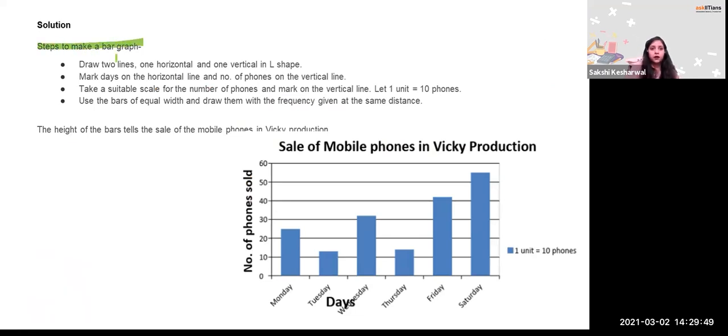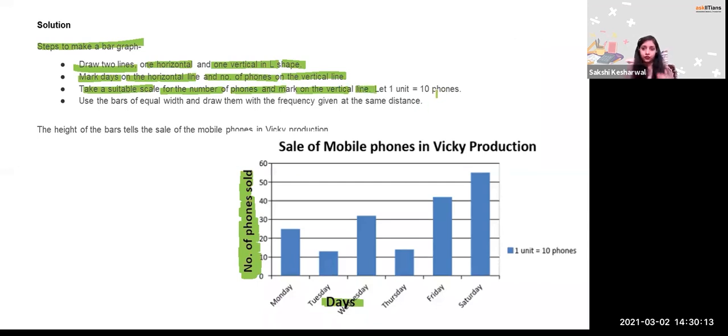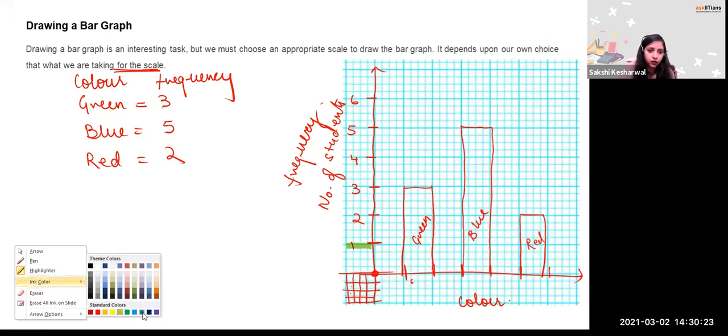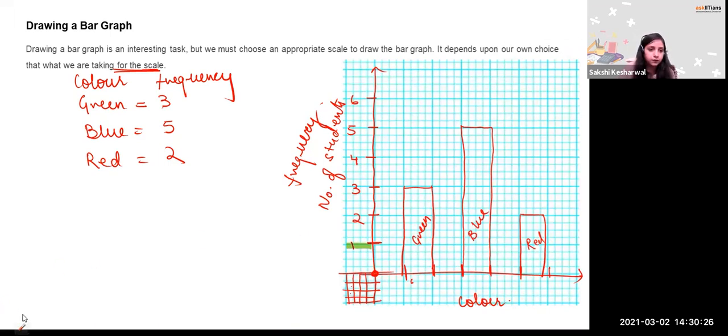Steps to make a bar graph: draw two lines, one horizontal and one vertical, in L shape, right? You have drawn this. Mark the days on the horizontal line and the number of phones on the vertical line, right? You have just drawn this. Make a suitable scale for the number of phones and mark the vertical line. Let one unit be equal to what, beta? 10 phones. Right now, you see over here, this is one unit. One unit is equal to 10, right? Or you can write it like this also. I'll take a different, very light color and show it to you. So this can be what?